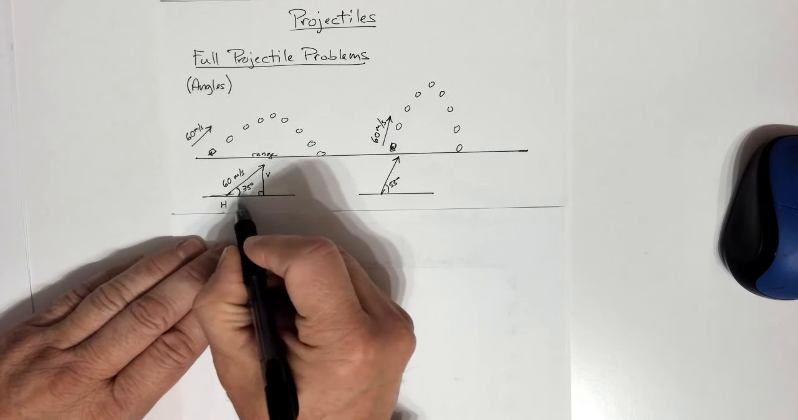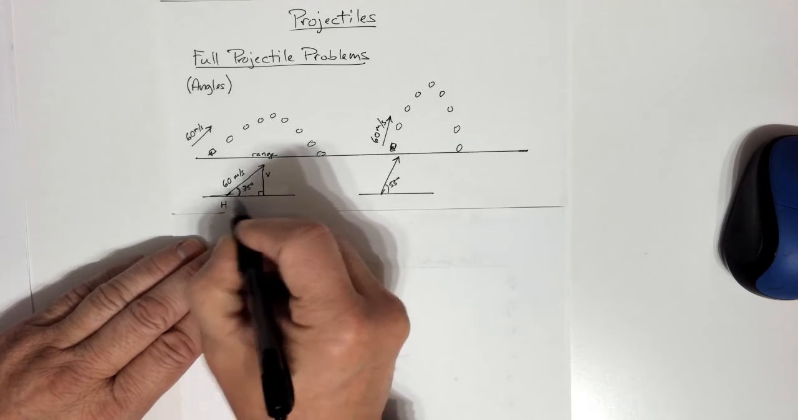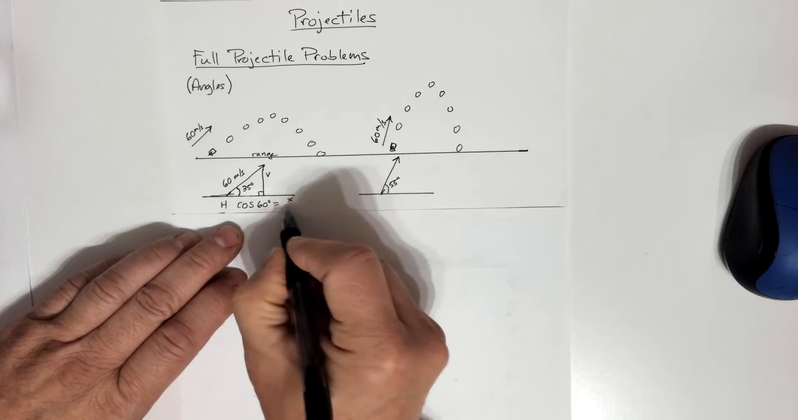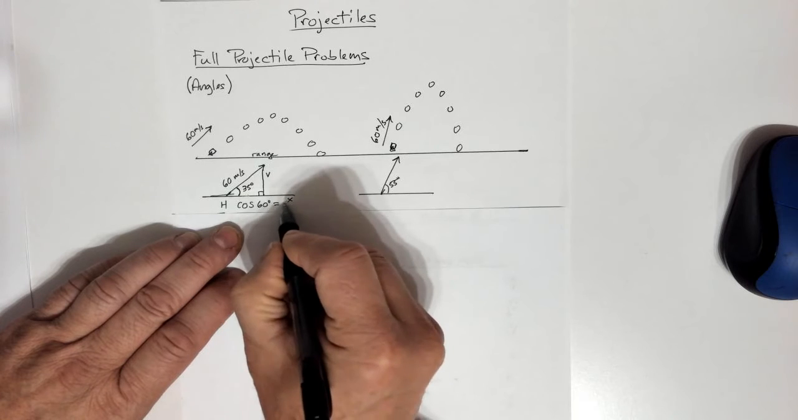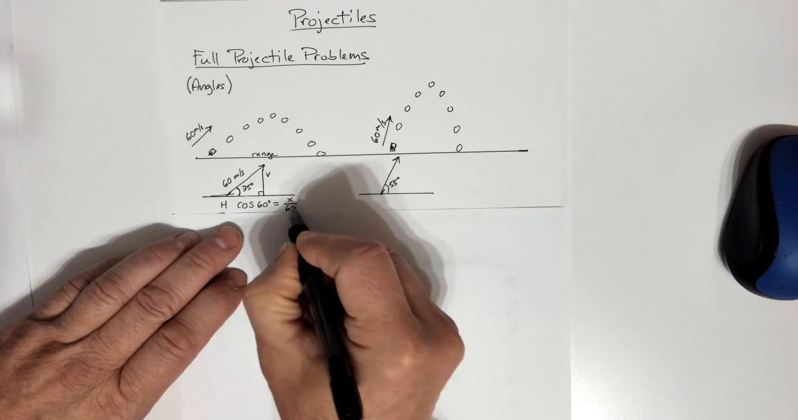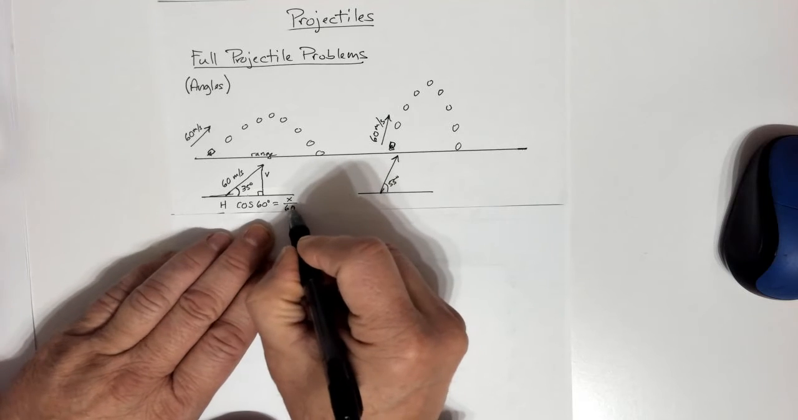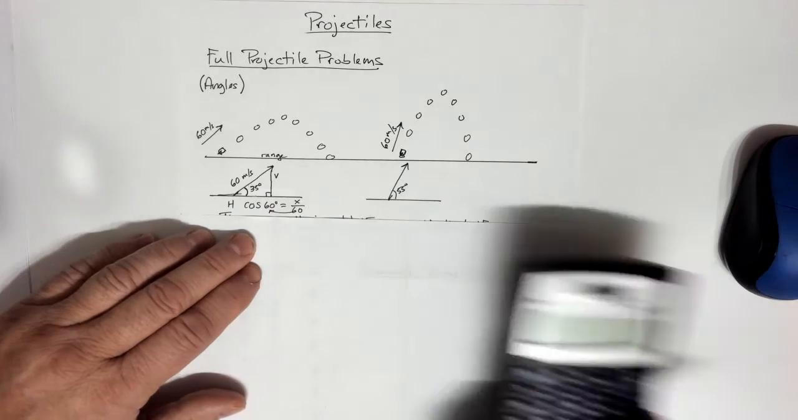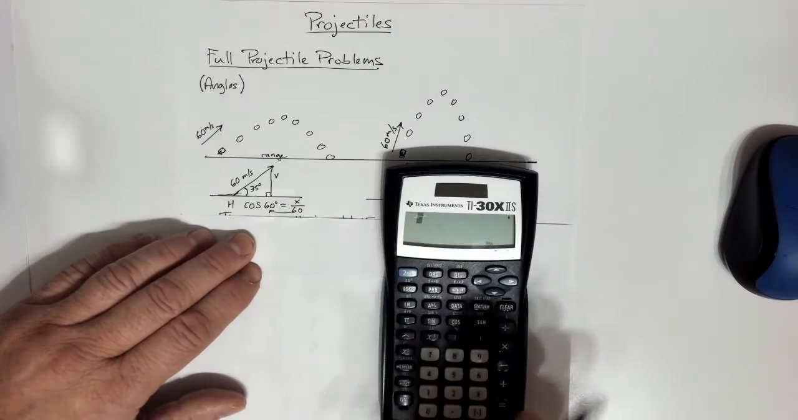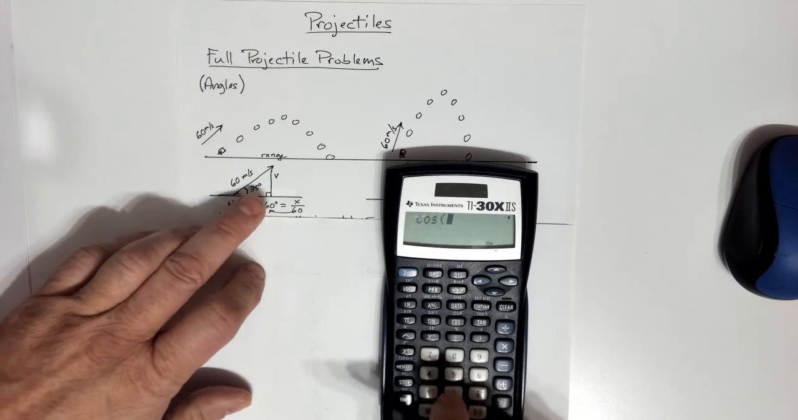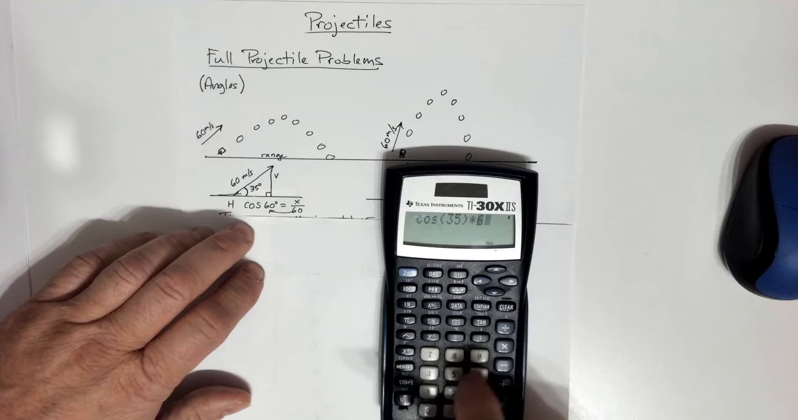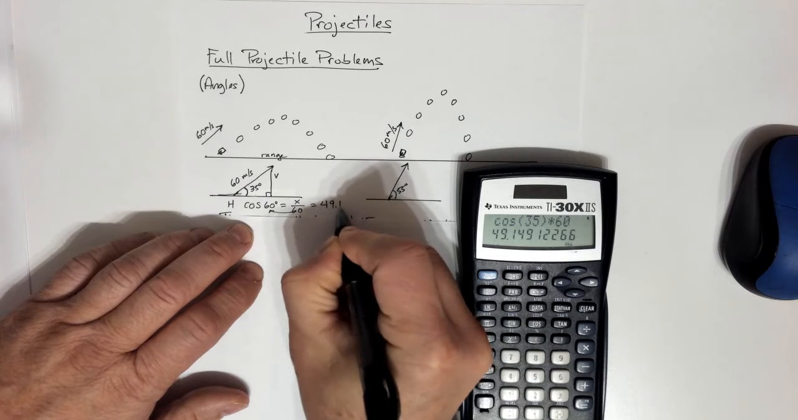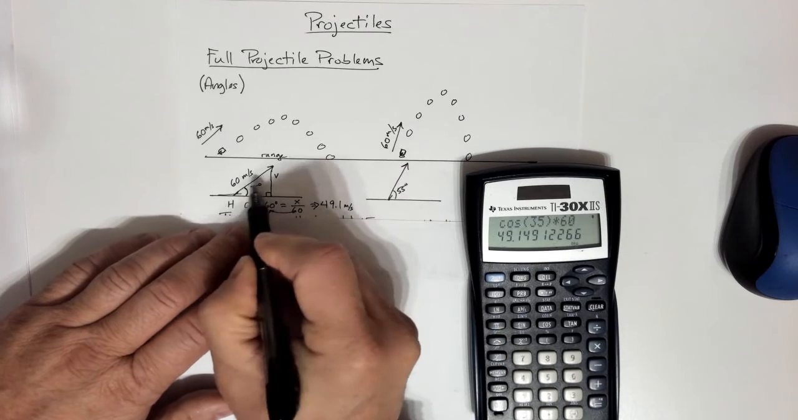The horizontal piece, since the side is adjacent to the angle, uses cosine. So the cosine of 35 degrees equals adjacent, which is my unknown horizontal piece, over the hypotenuse, which is the given number. If I solve that one, all we have to do is bring the 60 up over here, and we find that the cosine of 35 times 60 equals 49.1. And that's going to be meters per second, because remember, same unit.